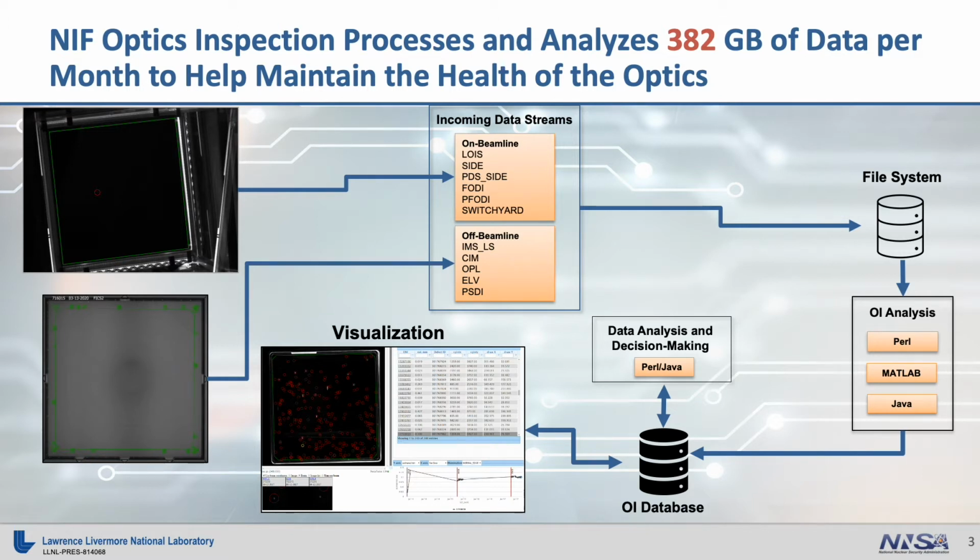In all cases, the images and associated metadata are written to the file system, where OI picks it up and uses code written in Perl, MATLAB, and Java to analyze the image, looking for damage and other flaws on the optic surface. We write these results to a database, and they're used to make decisions as to the health of the optic, if the optic should be refurbished, if it should be permanently removed from service, and so forth. This information is also used to visualize data about the optic and track these defects through time, seeing how they've changed in size.